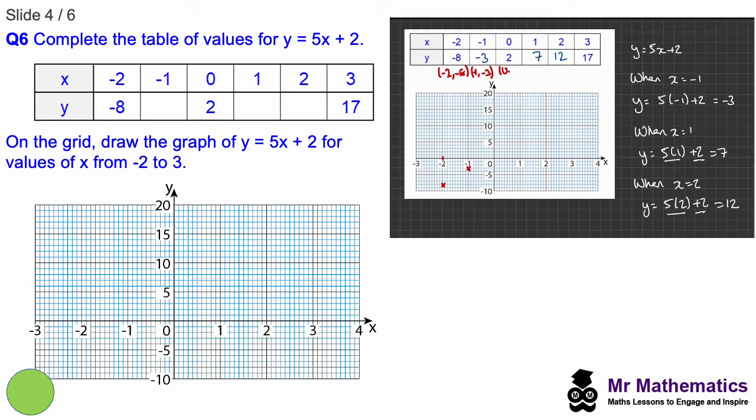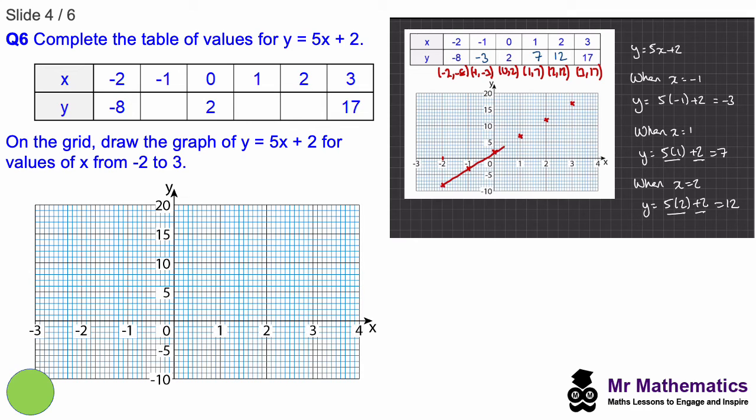We have 0 and 2. So 0 and 2 up. And you can see that we're creating a straight line, which is good. Then we have 1 and 7. So 1 across and 7 up. And then 2 and 12. 2 across and 12 up. And then 3 across and 17 up.